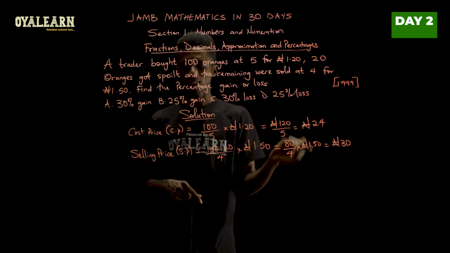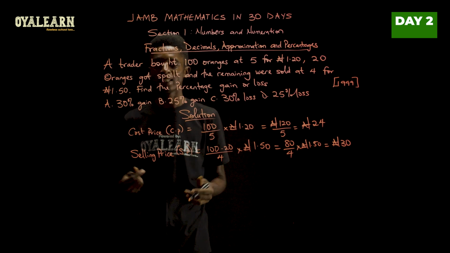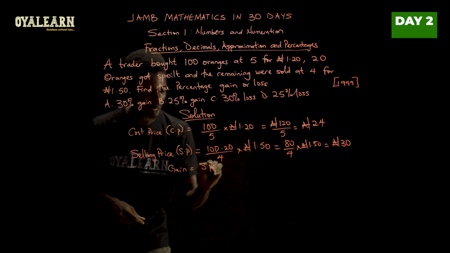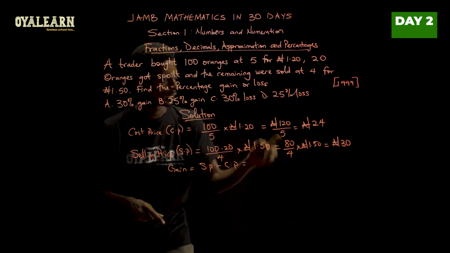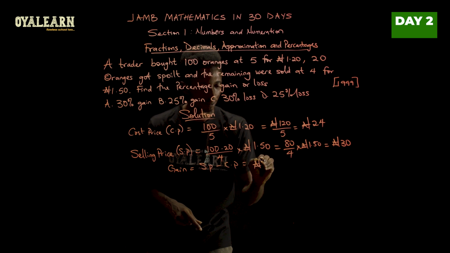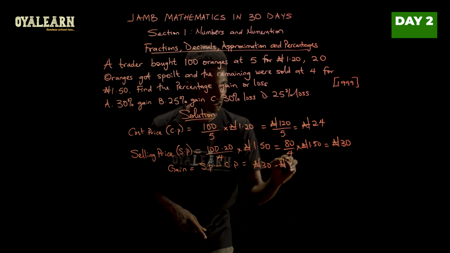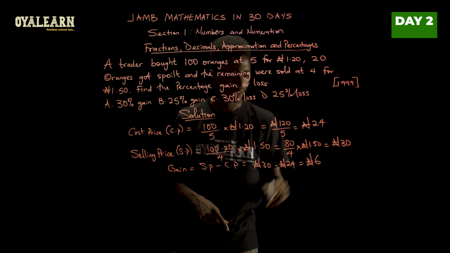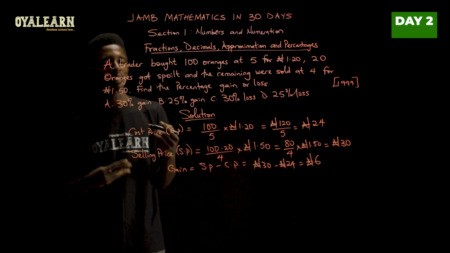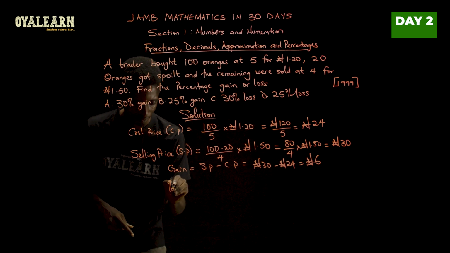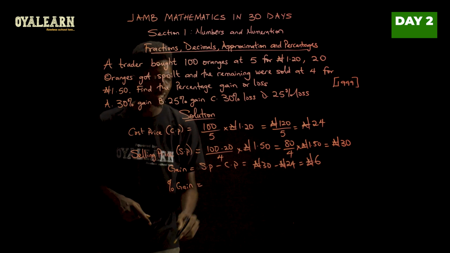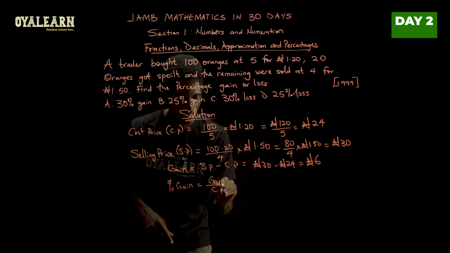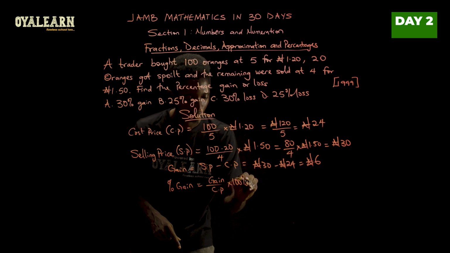And since selling price is greater than the cost price, there is a gain here. So gain is going to be selling price minus cost price. Selling price is 30 naira minus cost price, which is 24 naira. That gives us a gain of 6 naira. So now let's find the percent gain. Percent gain becomes your gain over cost price times 100.